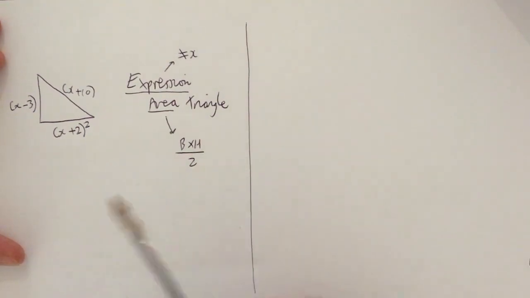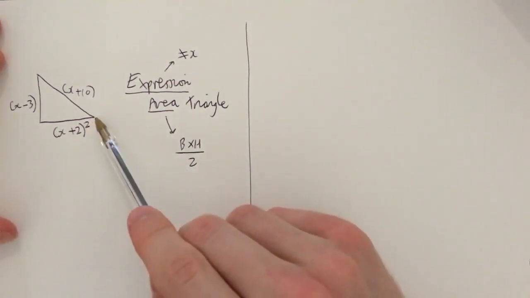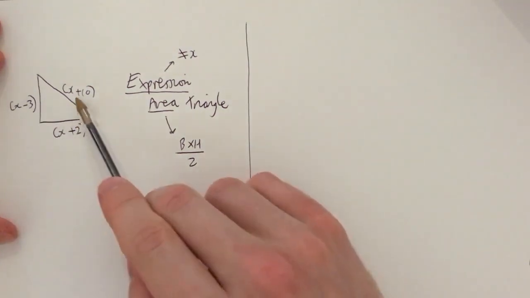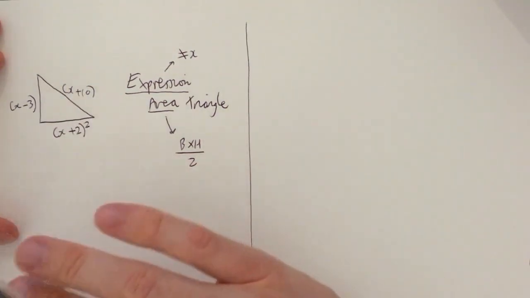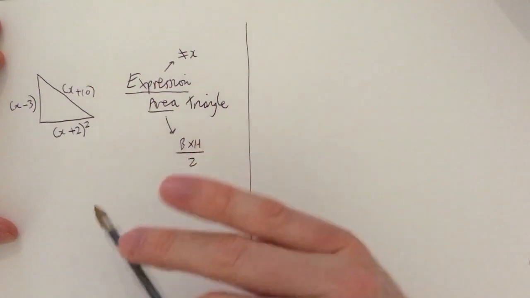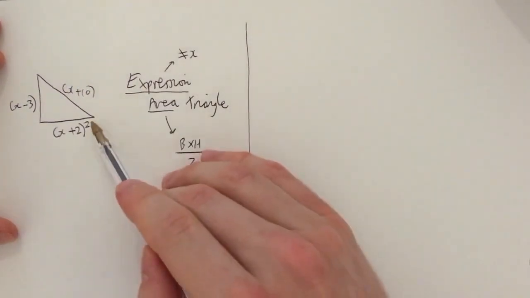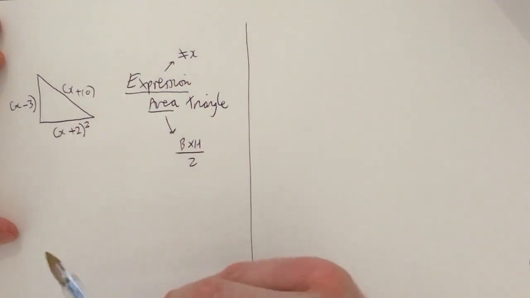So let's have a look. Base times height divided by 2. Well, that's the base, that's the height divided by 2. I don't need the hypotenuse length at all. That doesn't help me one bit when working this out. So in my head, I can get rid of that. All I care about is the base times the height initially.